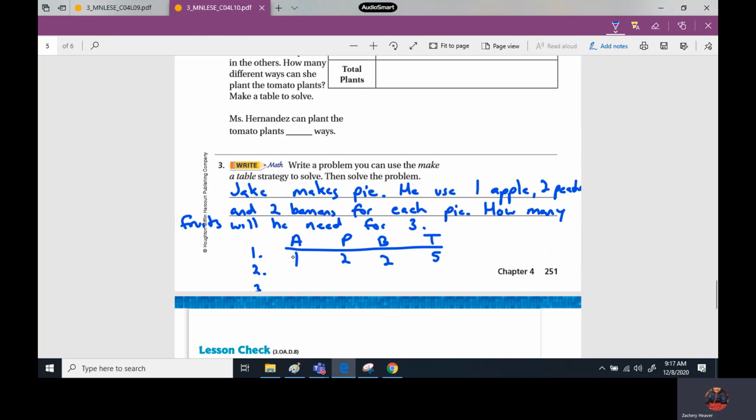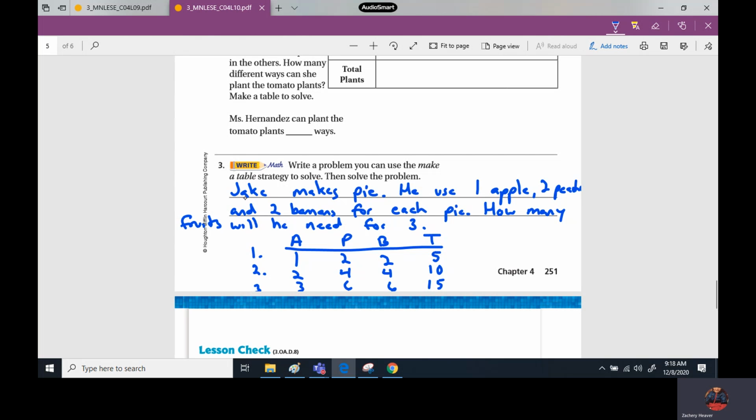If he makes 2 pies, he's going to have to use 2 apples, 4 peaches, and 4 bananas. 4 plus 4 is 8. Plus 2 is 10. You guys see the pattern? 5, 10. This one's probably going to be 15. 2, 4, 6. 1, 2, 3. And that's how you do that one. Okay?